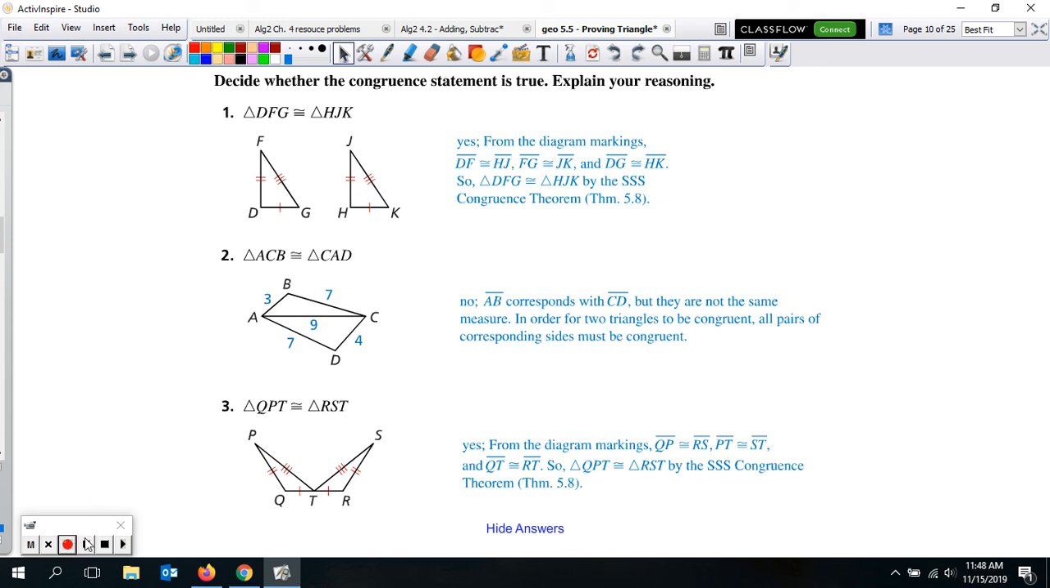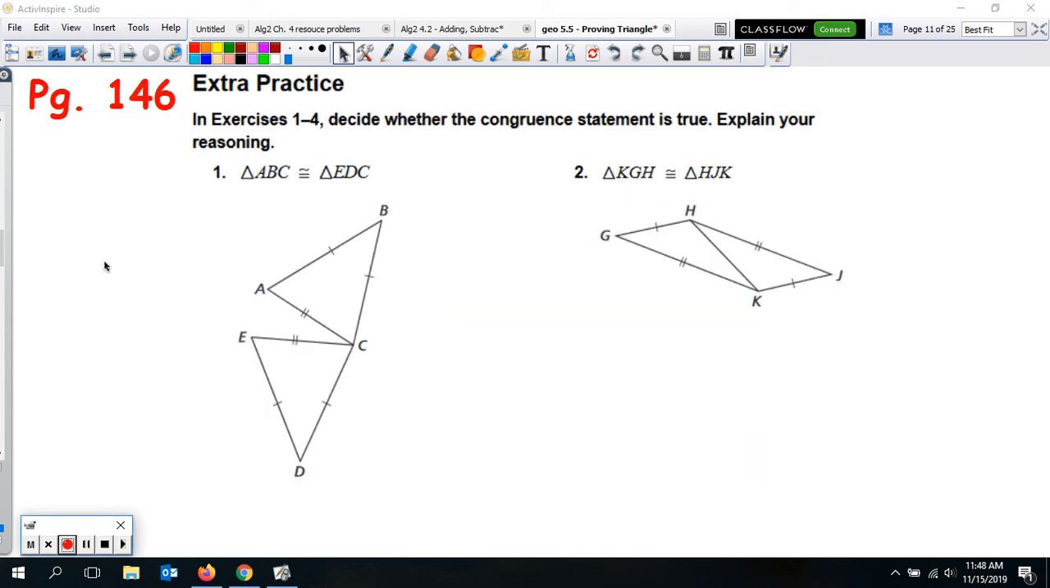All right, so let's take a look at our extra practice. For number 1 and 2, we're doing exactly that. We're deciding whether the congruent statement is true. It does say explain your reasoning, but I want you to just right now figure out, is it true? So go ahead and try number 1 and number 2 and see if it's either yes or no. Is that congruent statement that you see there true about the triangles that you have here and over here? So go ahead and pause the video and look at that and see if that's true or not true.